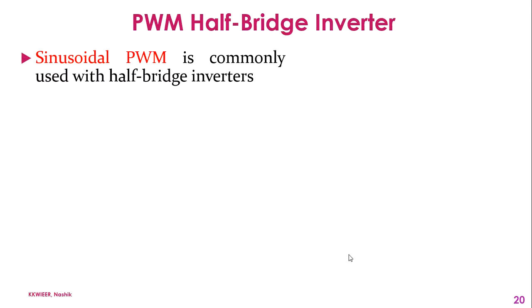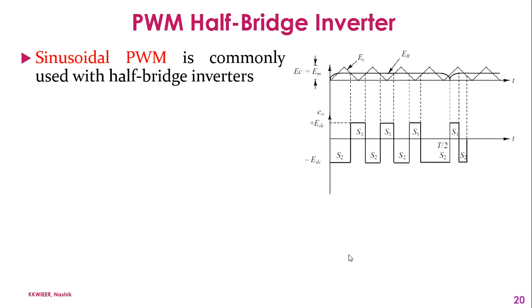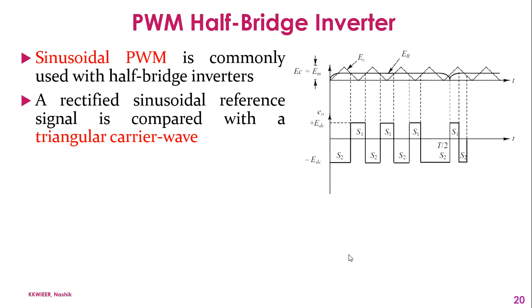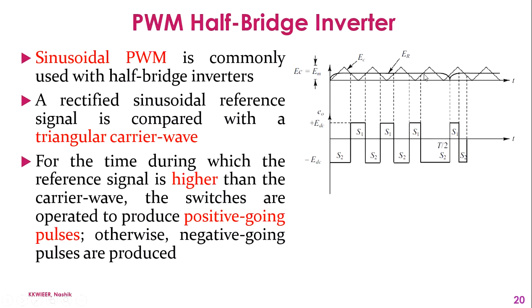The sinusoidal PWM is commonly used with the half bridge inverters. Here it is shown. A rectified sinusoidal reference signal is compared with the triangular carrier wave. We can see here the triangular wave, which is represented by EC, and the rectified sinusoidal signal is ER. For the time during which the reference signal is higher than the carrier wave, the switches are operated to produce a positive going pulse, whereas the negative going pulses are produced when the reference signal is lower than the carrier wave.